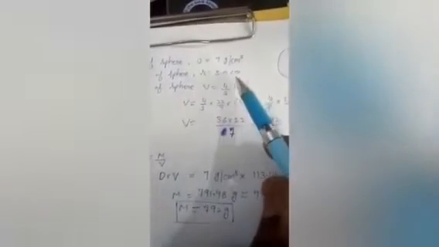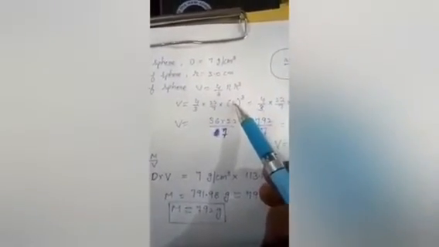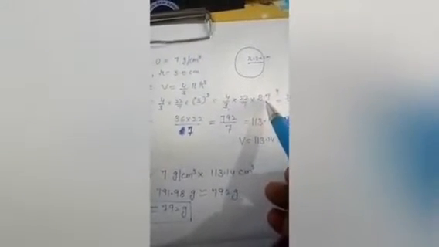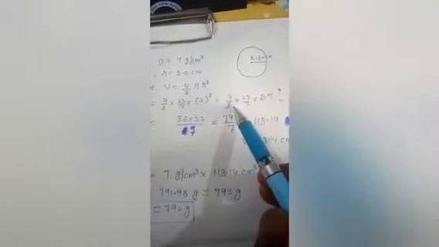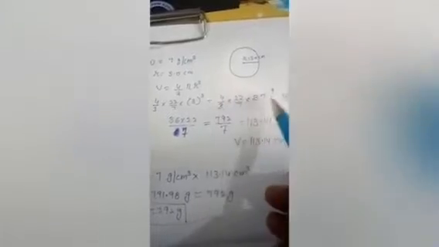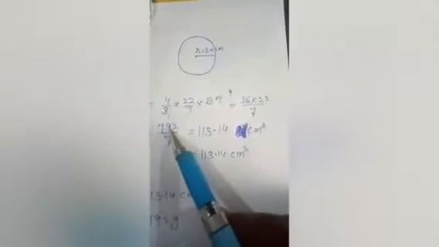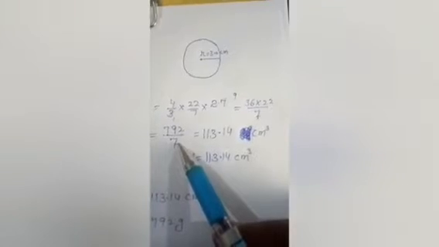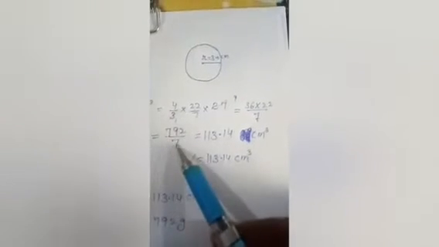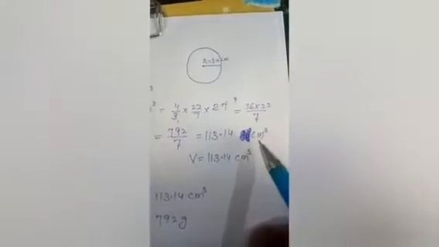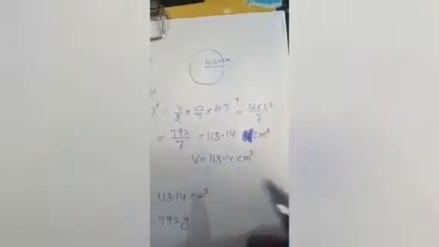Put all these values. Look at that, our value of r is 3. So 3 has the power 3, so it multiplies 3 times: 3 times 3 is 9, 9 times 3 is 27. So cancel out with the 3: 3 times 1 is 3, 3 times 9 is 27. So 4 times 9 is 36, multiply 22 divided by 7. So 36 multiply 22, that is 792 divided by 7. So divide both the terms, and then you will get 113.14 centimeter cube. So this is the volume of the sphere.